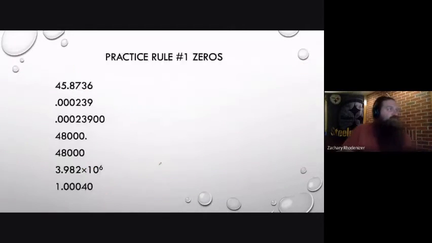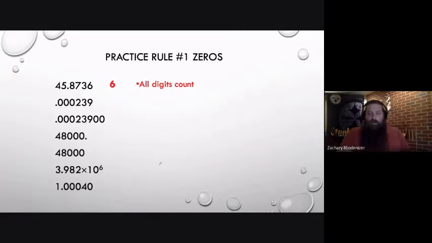So let's look at some of these. In the first one, you don't have any zeros. So that means every digit must count. There are 6 sig figs. Okay. In the second one, all right, I'll give you a second. See what rule you think applies. It would be the leading 0 rule. We know leading zeros don't count, so the zeros out front are not significant. There are 3. All right.